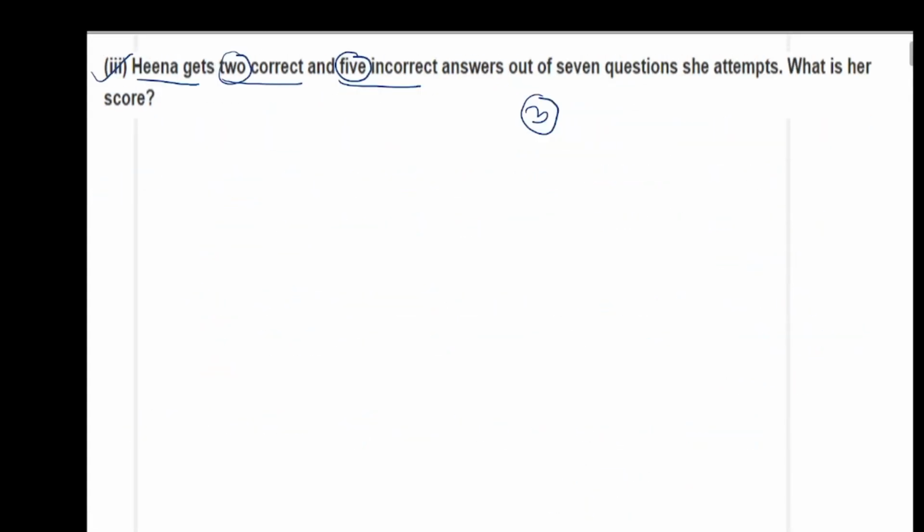So this one you have to try yourself. 2 correct, 5 incorrect. Then for not attempting a question, you have to give the 0 mark. Okay, so the answer you have to find yourself. If you have any doubt, then please write in the comment box. Okay, come to the next question.